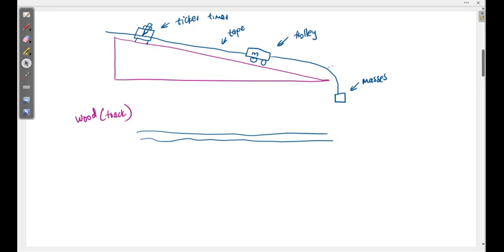So what is actually happening? Once we release the trolley, usually the trolley starts around here. Once we release it, it starts moving along the path. It goes downwards like this. And as it is moving, the needle of the ticker timer, remember that is our needle there, is going to be moving up and down.